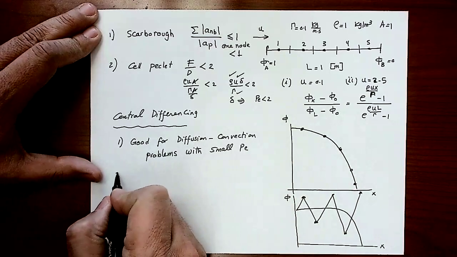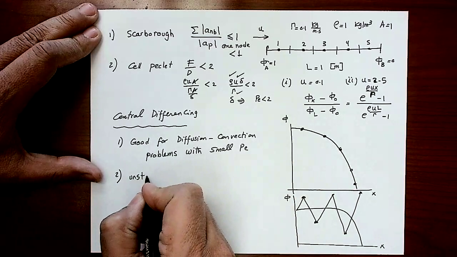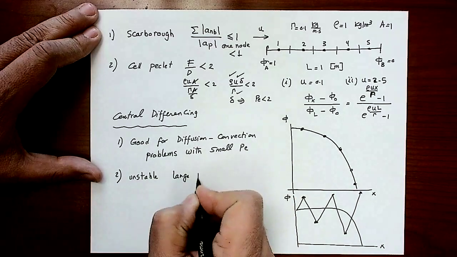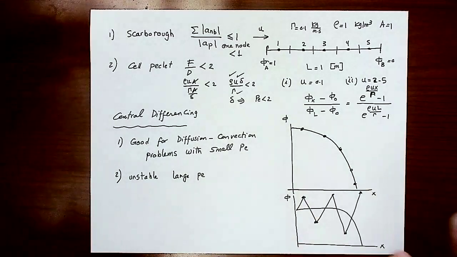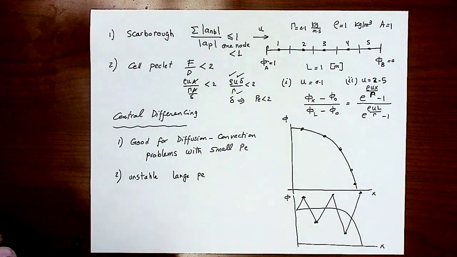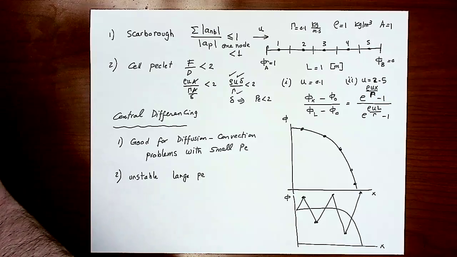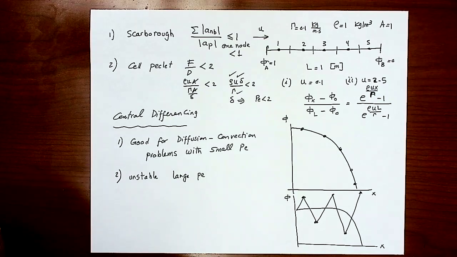Number two, it's unstable. This is the disadvantage: it is unstable when we have a large Peclet number. If your Peclet number is greater, say 5 or 10, or 15, something like that, it's not really working fine for these problems. So we have to find a more stable scheme that can cover a wider range of Peclet numbers.